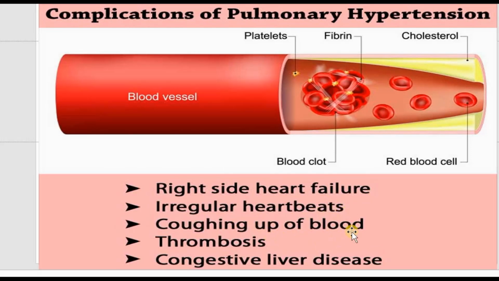The patient may cough out blood. This is because the pressure goes up. As a result, RBCs leak into the alveoli and the patient coughs out blood. Thrombosis: pulmonary hypertension increases the risk of clot formation. And finally, congestive liver disease.